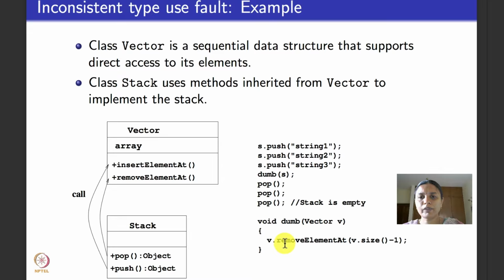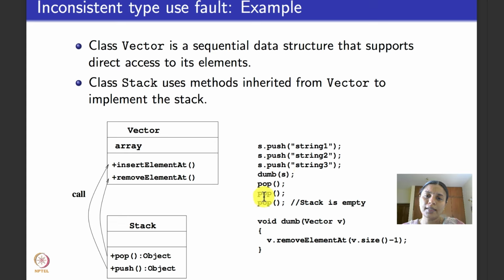Let's go and look at the code of dump. What does dump do? Dump removes an element at v of size -1, which means in this case it removes the middle element. So after a call to dump is made, when it returns, out of the three entities that were pushed into S, the stack S, only two of them are available.